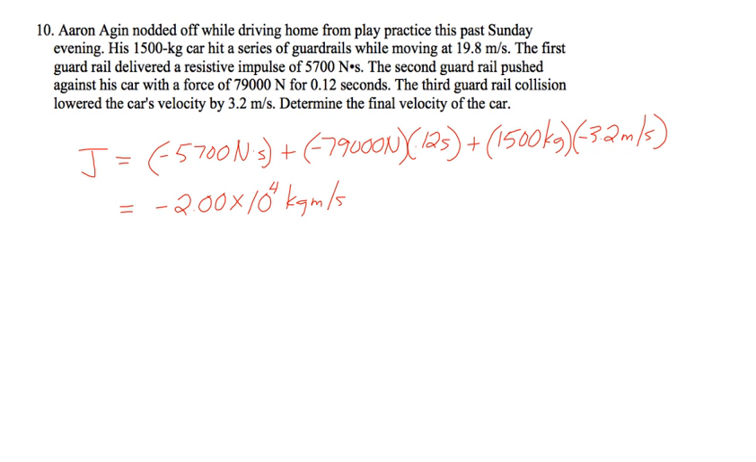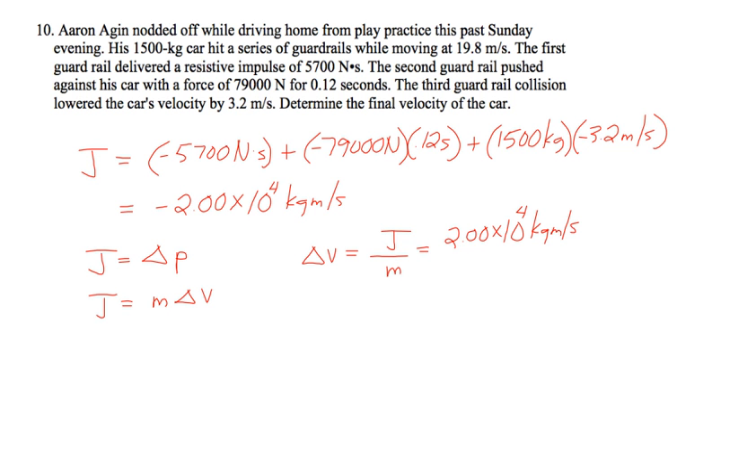So now that I know the J, I know that impulse equals change in momentum. So impulse also equals the mass times the change in velocity. I want to get the change in velocity. If I can get the change and I know the original, I can get the final. So solving this for the change in velocity, it's going to be J divided by m. So it's going to be 2.00 times 10 to the 4th kilogram meters per second, and we're going to divide that by 1,500 kilograms because that's the mass of the car.